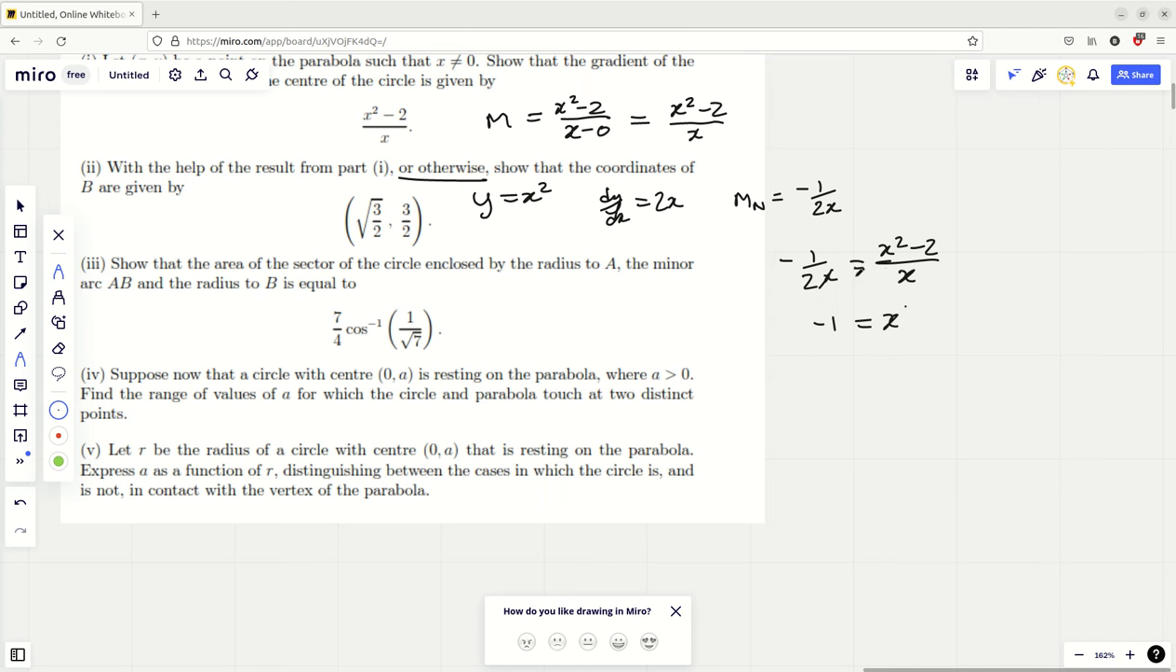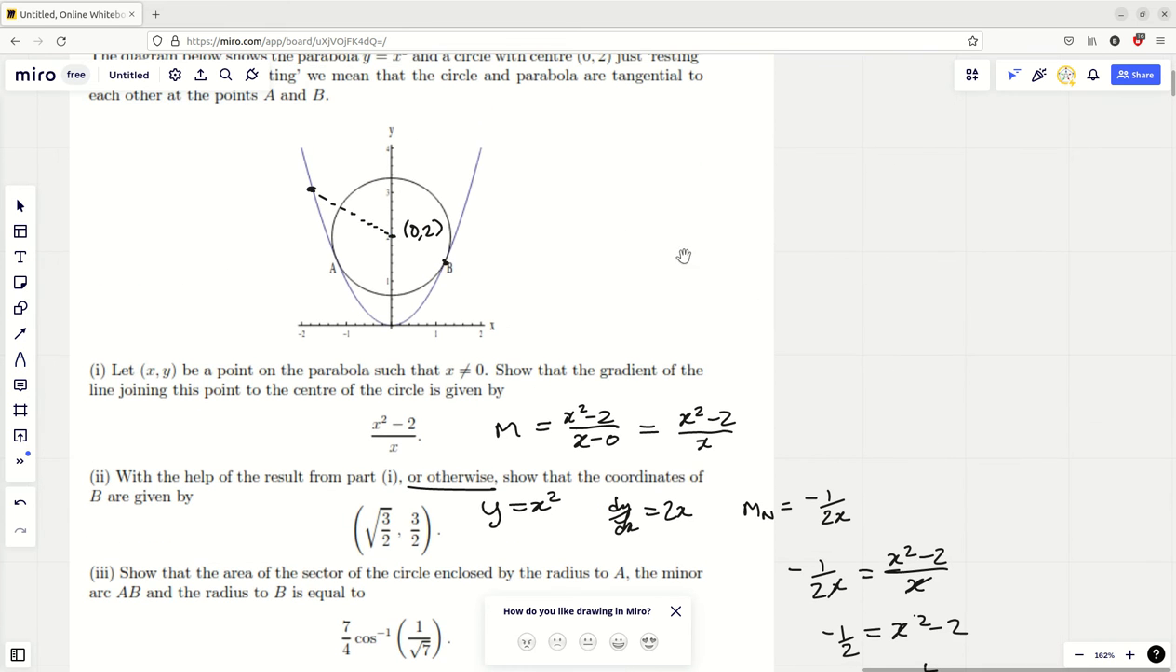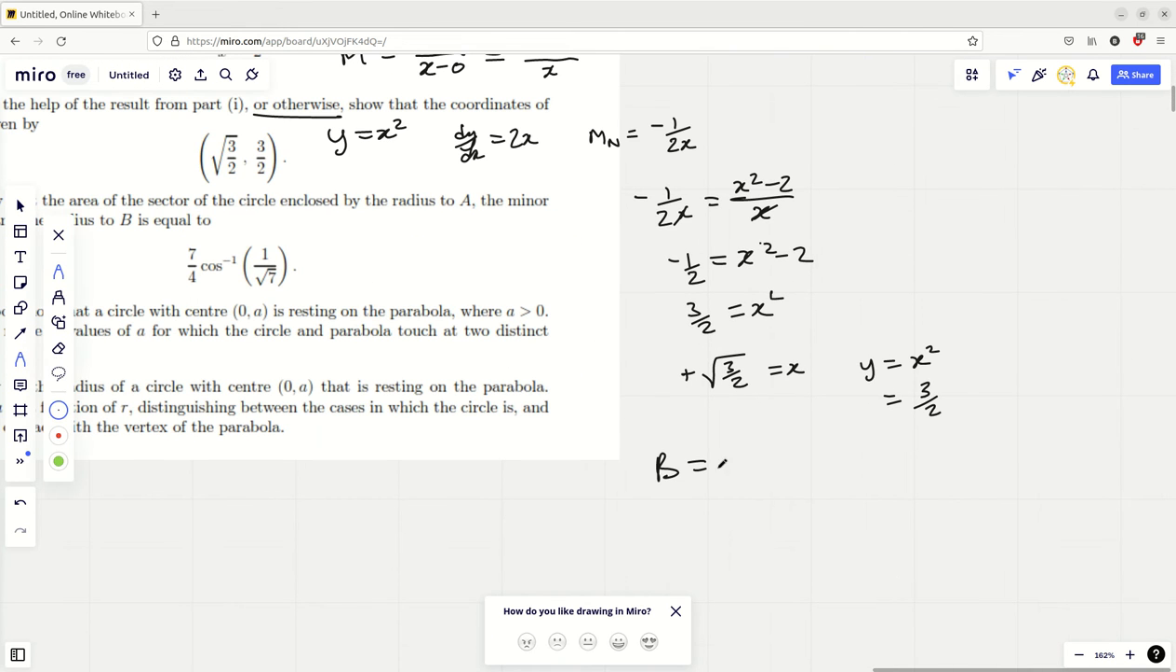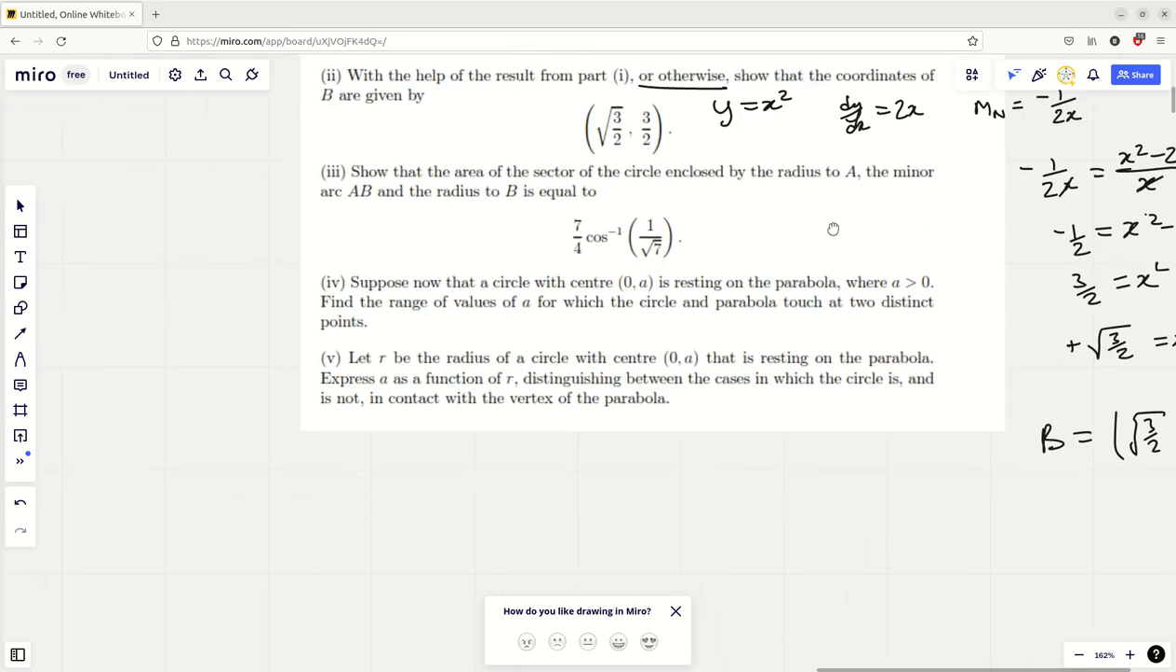Anyway, so that x is going to cancel with that x, leaving minus a half equals x squared minus 2. Add that over, you're going to get 3 over 2 is x squared, and so x is the square root of 3 over 2. Cool. And y, all on this curve, is x squared, so y is 3 over 2. And hence we've got the coordinates of B, and this is definitely not A because I need the positive one. And I can see that from the diagram, B is a positive one, A is a negative one. So B's coordinates are root 3 over 2 and 3 over 2. Done. So that one wasn't too bad either.